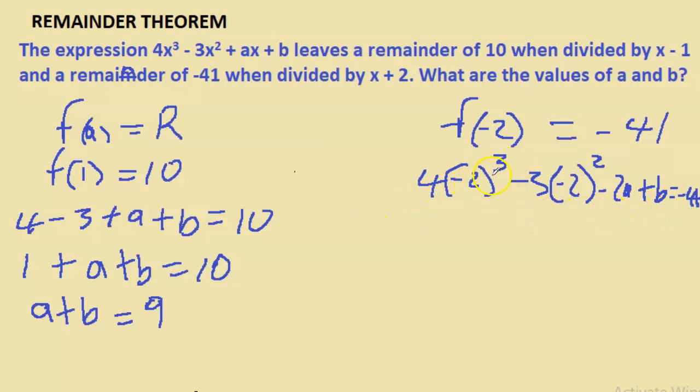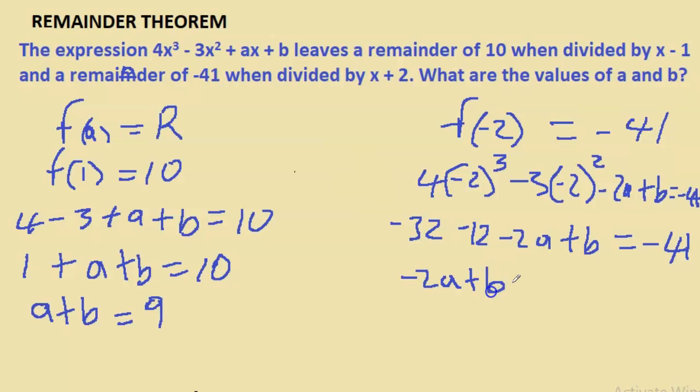So minus 2 cubed there, that's minus 8 times 4, that's minus 32. This is positive 4 times minus 3, that's minus 12. So minus 2a plus b equal to minus 41 here on the right hand side. Good? So let me keep the negative 2a plus b here and group everything else over here. So these will be positive, right? So it will be positive 32, positive 12. Add them to both sides, and then minus 41.